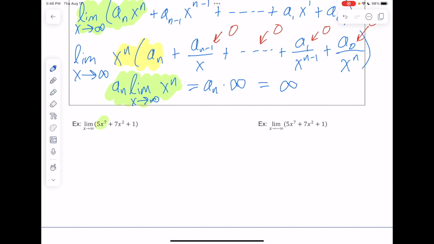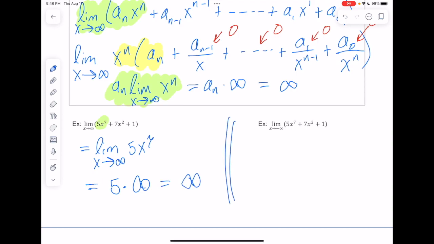So I can say this is going to be the same as if I just looked at the limit as x went to infinity of 5x to the 7th. And that would be 5 times infinity, or just infinity.